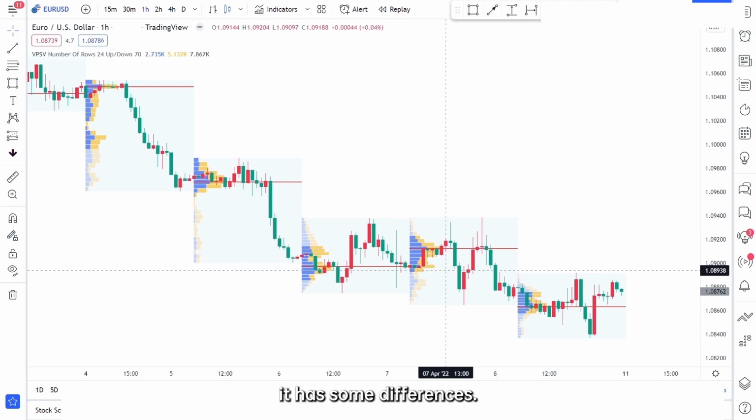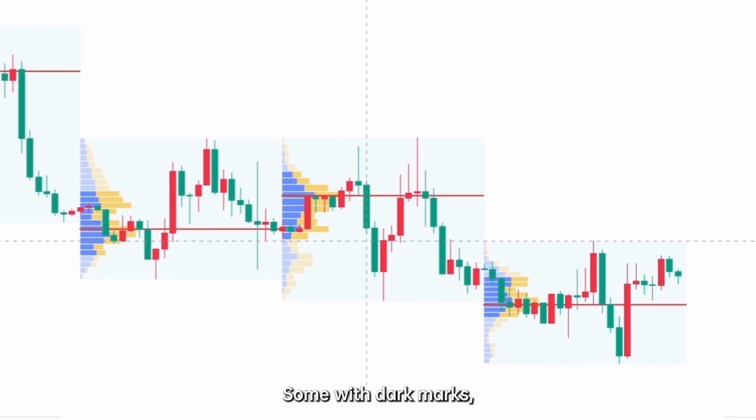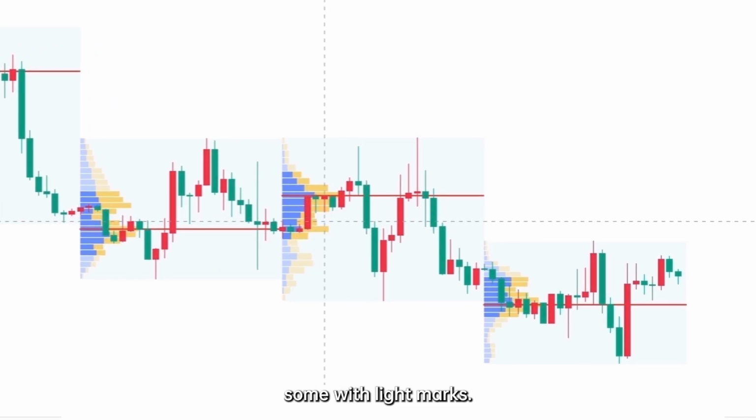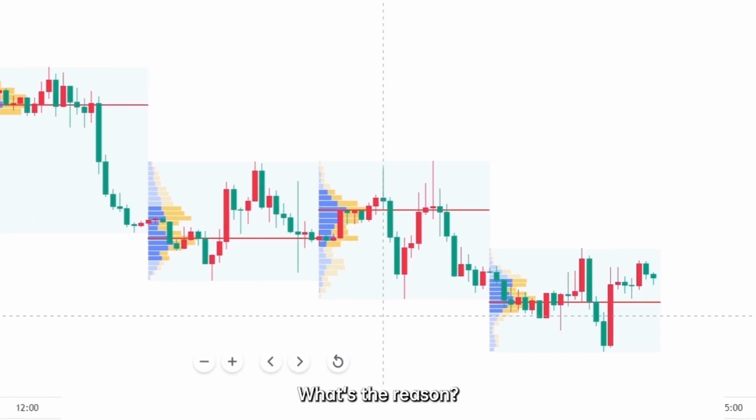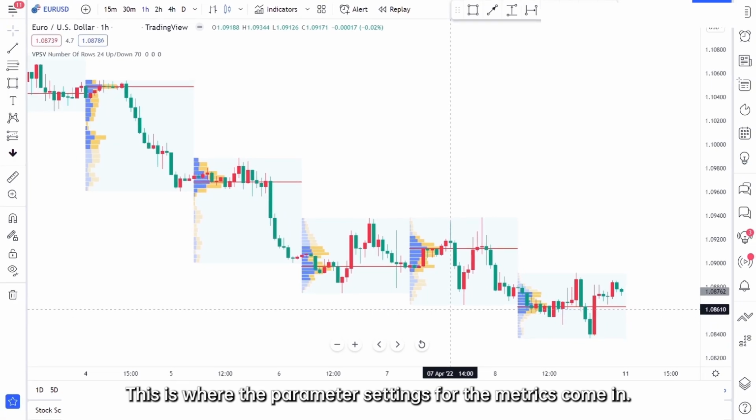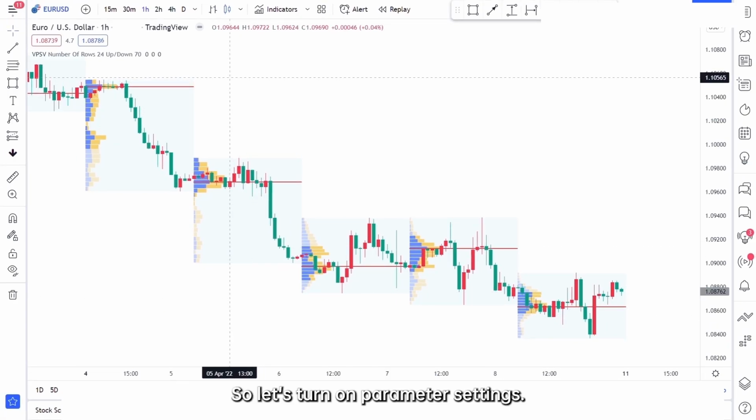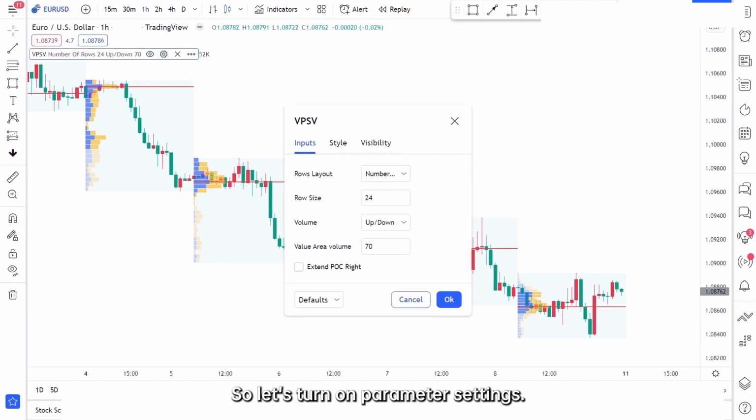It has some differences. What difference? Some with dark marks, some with light marks. What's the reason? This is where the parameter settings for the metrics come in. So let's turn on parameter settings.